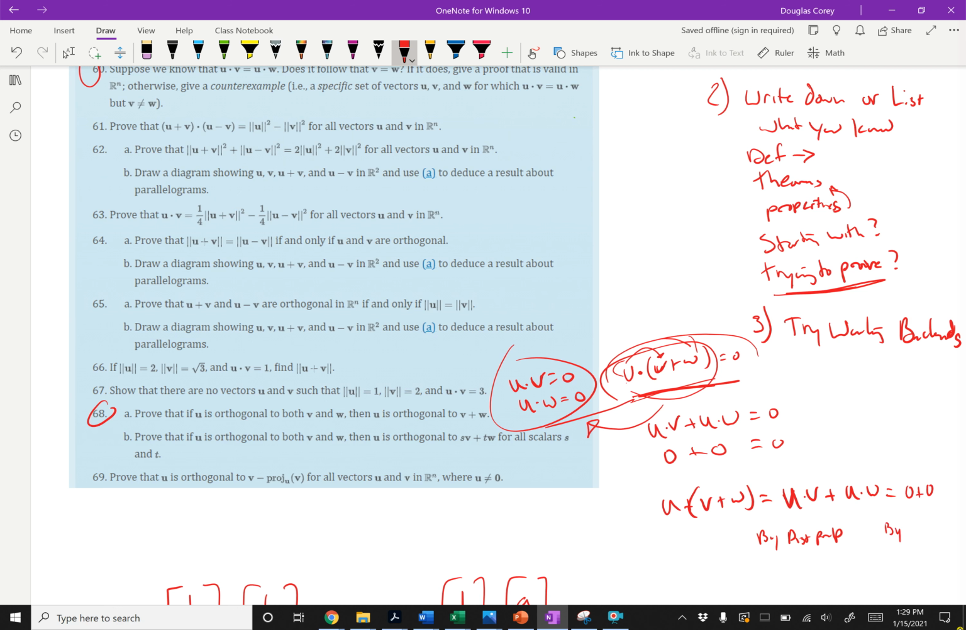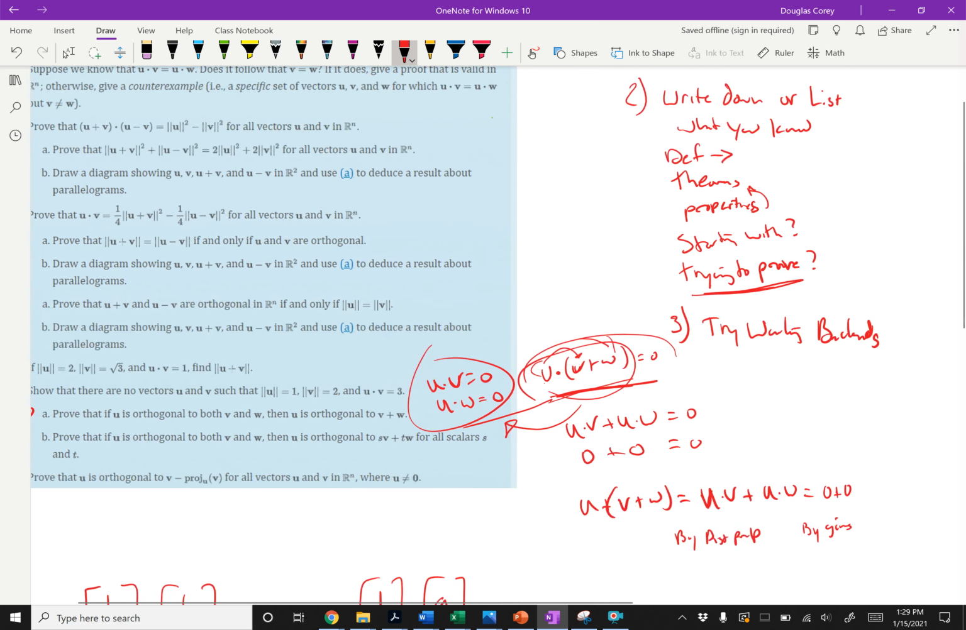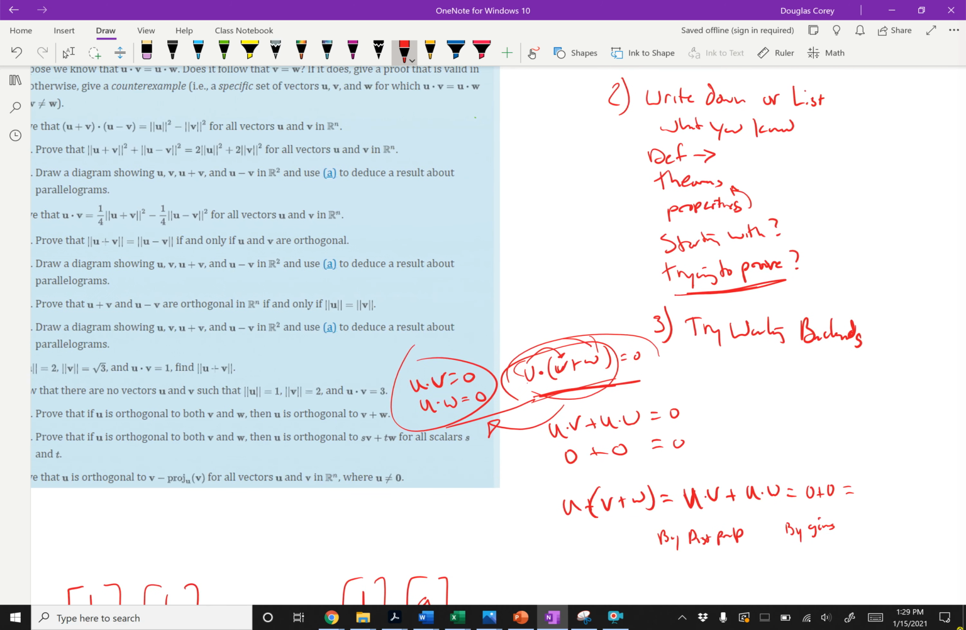You can say it's by the givens, we're already given that, equals 0. So we showed that equals that. So that's the kind of stuff I expect you to be doing. That's very typical of what you'll be doing in these classes.